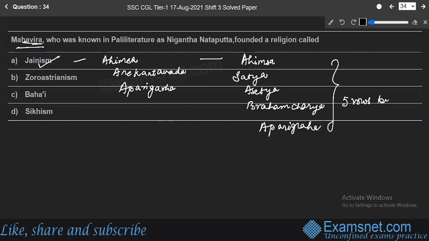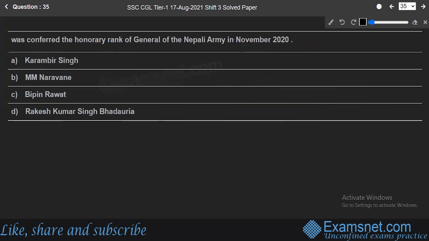These are the five vows by Jains. Mahavira, also known as Vardhamana, was the 24th Tirthankara of Jainism. So our answer to the question is option A. Hope you are clear. Next question number 35.